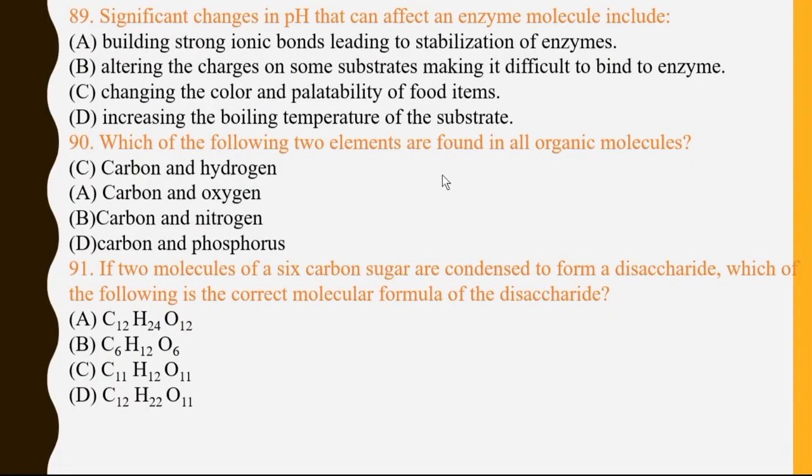Which of the following two elements are found in all organic molecules? A. Carbon and hydrogen. B. Carbon and oxygen. C. Carbon and nitrogen.